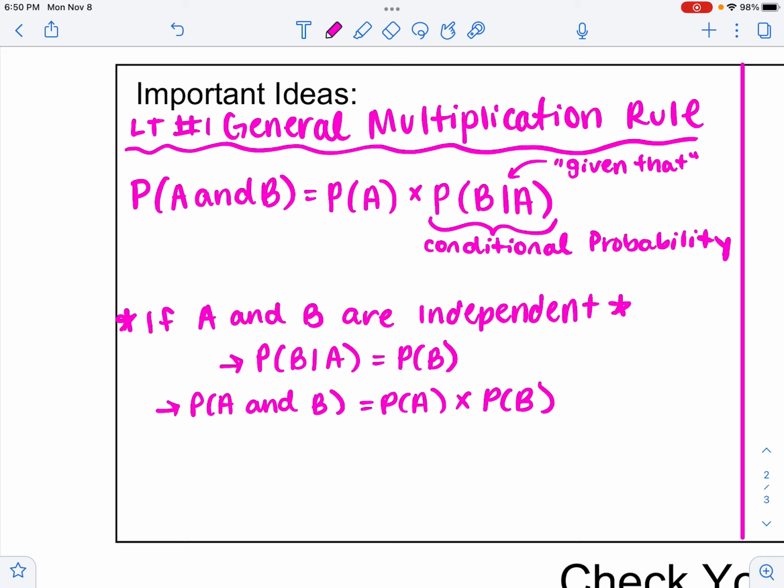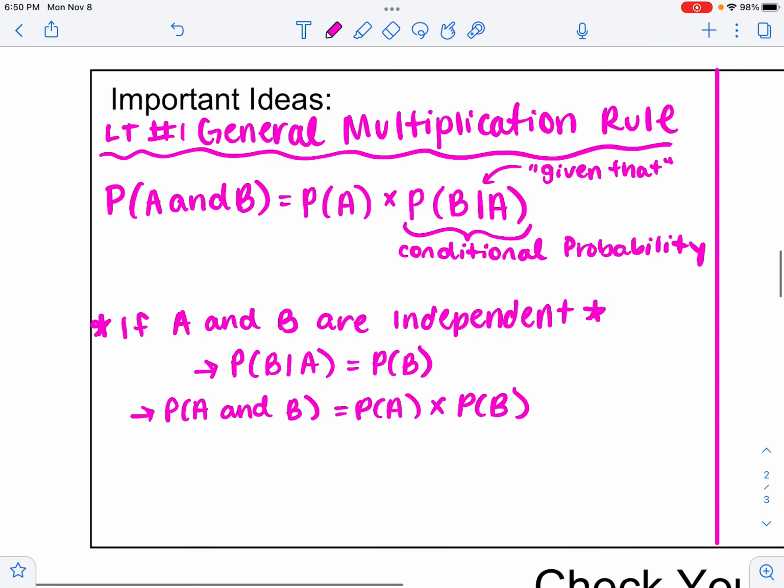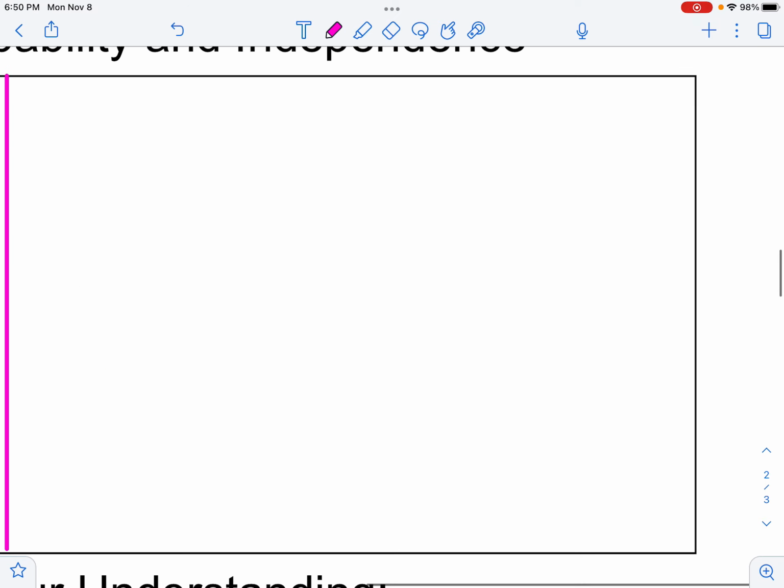So you're probably more used to the simplified version, but sometimes we have conditional probabilities because events are not independent. So again, this first one right here will always work. You don't have to use the simplified equation, but if you feel familiar with these, you feel comfortable, you can then move on to the simplified if you know the events are independent. All right, our next learning target is about tree diagrams.